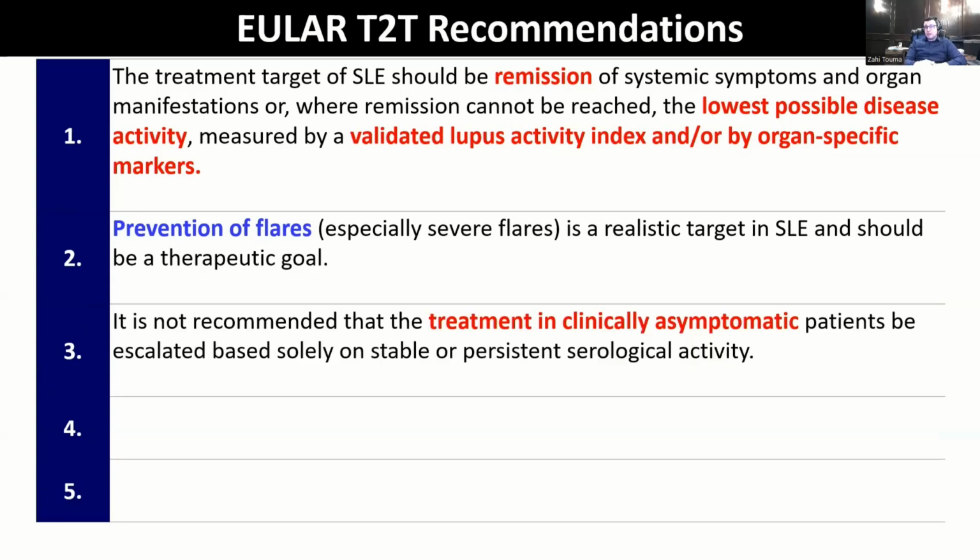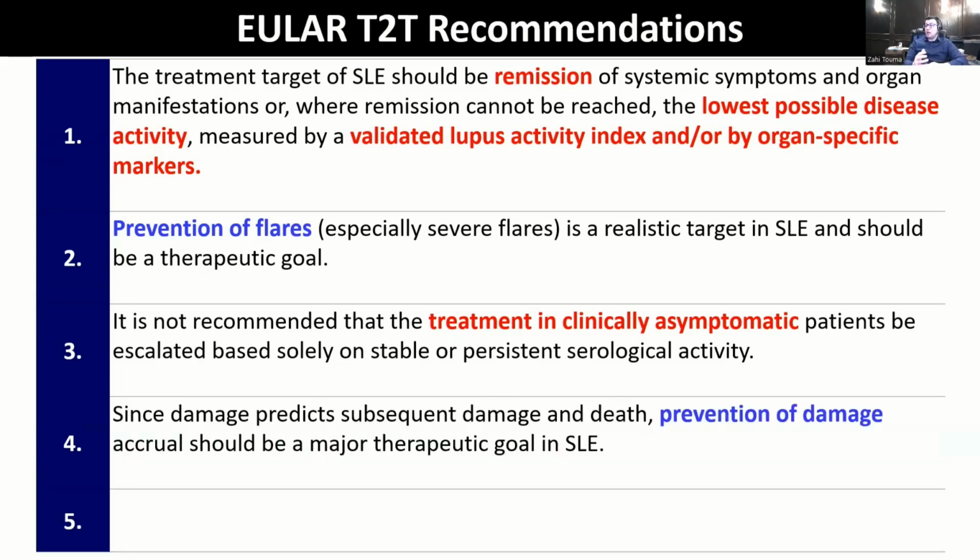The third being that for patients who are clinically asymptomatic, there is no need to change and particularly escalate the therapy simply if they only have persistently active serology. Always think about clinical and laboratory and serological activity. And again, here, when we talk about serological activities, we're referring to the biomarkers, or serological blood tests, that reflect disease activity. And this is particularly anti-dsDNA antibodies and C3 and C4 levels.